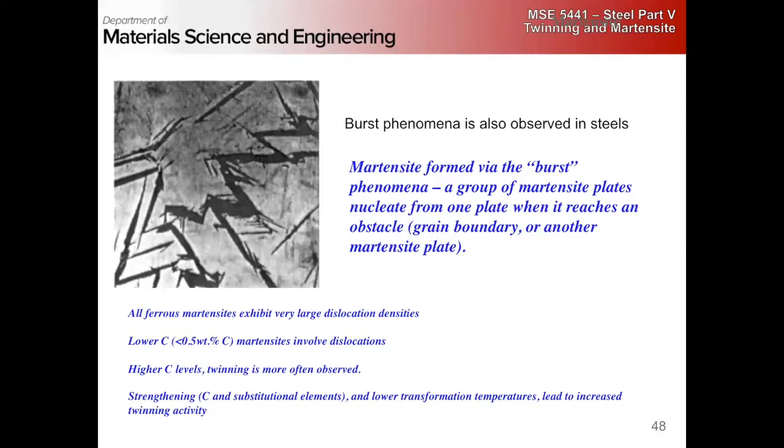So all iron steel martensites have very large dislocation densities, right? As I said before, the low carbon steels are mostly dislocation. High carbon are twinned, but they all have very large dislocation densities. So why would a twinned martensite structure still have a very large dislocation density?